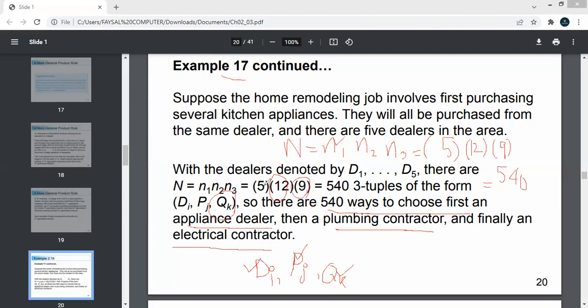And the total number of possible events for the given system is n, which equals n1 multiplied by n2 multiplied by n3. So it will be 5 multiplied by 12 multiplied by 9. So my value will be 540 for this system.